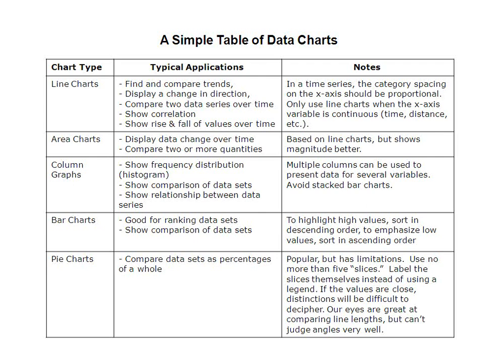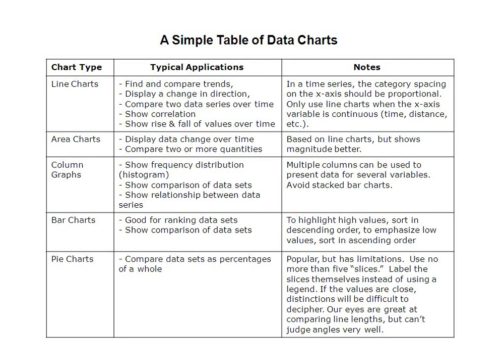They find and compare trends very well, and they're particularly good at showing change in direction, like a data series over time. You can compare more than one data series over time with different line charts, and they're very simple and easy to see. They show correlation. They're just great at showing how values of a data set will change over time. In fact, you should only use line charts when the x-axis, and we'll talk about that, is continuous, like if you're measuring events over time, over distance, changes in temperature and things like that.